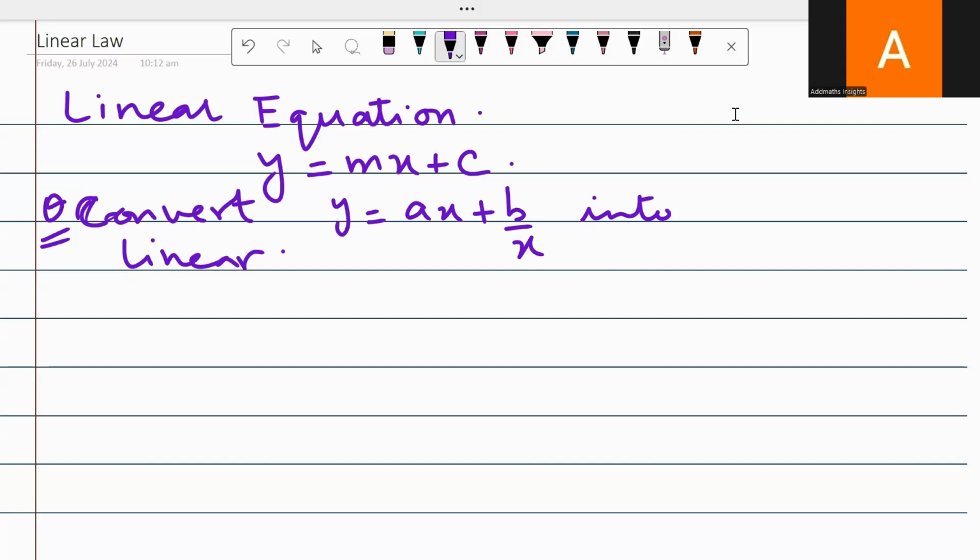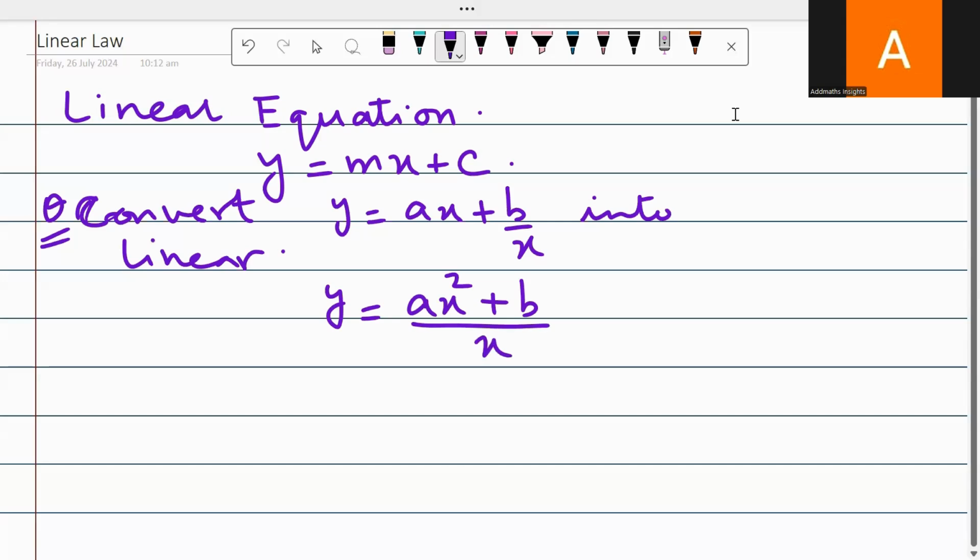So what you can do, you can take the LCM. It becomes ax square plus b over x. And then you can cross multiply. You get xy equals ax square plus b. The basic technique to make a linear equation is that you have to separate one of the constants. In other words, you have to make this the subject of the formula.